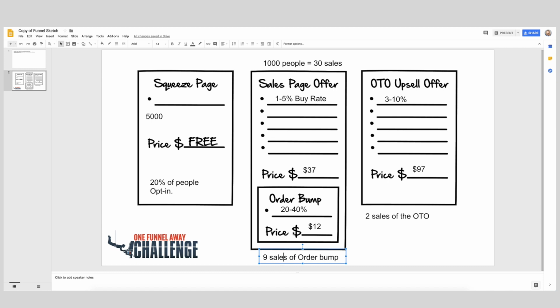So I would encourage you, as you're running traffic, to not abandon your funnel if it doesn't convert the way you expect, because you really need to have the right expectations. All right, so if you have a 20% opt-in rate or higher, a 1 to 5% buy rate or higher, a 20 to 40% order bump rate or higher, and a 3 to 10% OTO rate or higher, your funnel is working. If you're running enough traffic to actually get those numbers and to really see what's happening, but you're still not profitable, it's probably because your ads are too expensive.